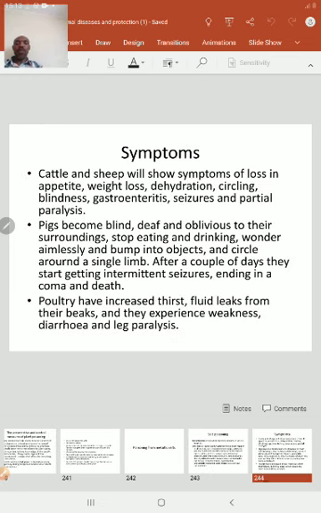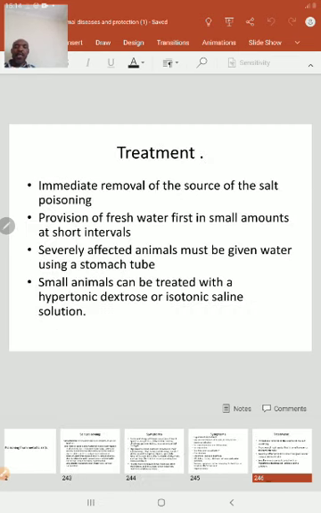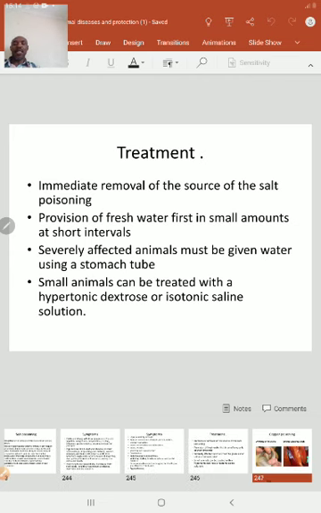These are the symptoms of salt poisoning: dehydration, blindness, increased thirst. You see your animals taking in a lot of water. Also excessive salivation and aggressiveness. This is how to treat salt poisoning: remove the source of the salt poisoning. If it's feed, remove it. If it's water, remove it and provide fresh water so that animals can drink a lot of water.